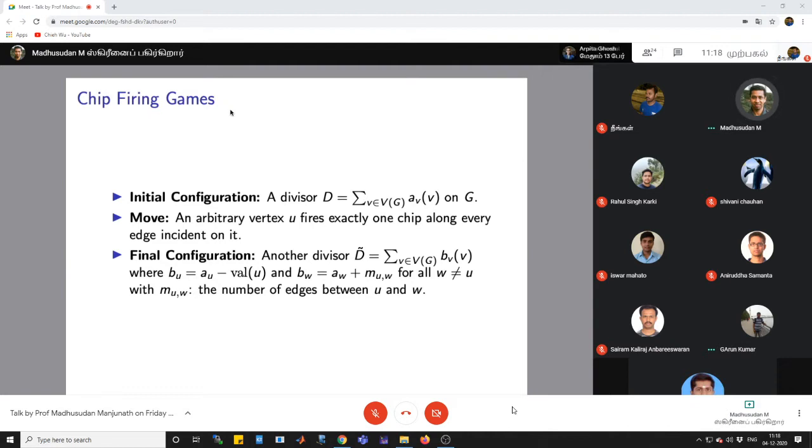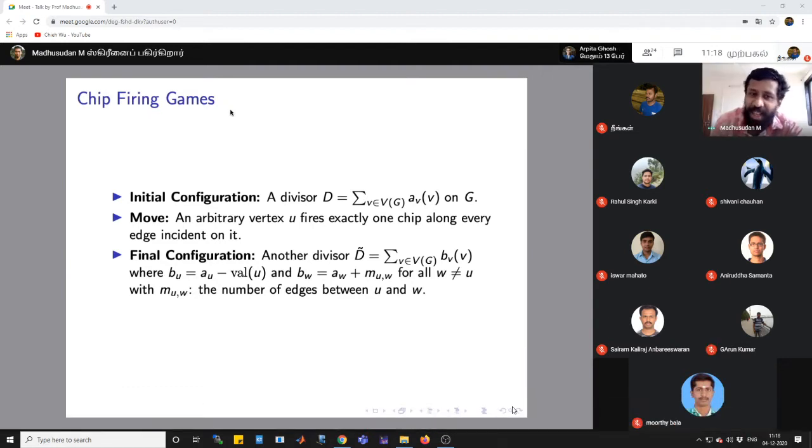Correct. Exactly. So it has lost exactly its valence many chips. So the new number of chips BU will be AU minus the valency of U. Exactly. And this will be the coefficient of BU. And then what about the other vertices, W, say W not equal to U?